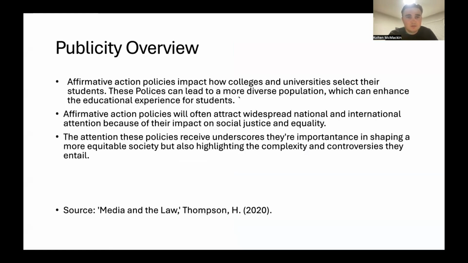The publicity overview. Affirmative action policies impact how colleges and universities select their students. These policies can lead to a more diverse population, which can enhance the educational experience for students. Affirmative action policies will often attract widespread national and international attention because of their impact on social justice and equality. The attention these policies receive underscores their importance in shaping a more equitable society, but also highlights the complexity and controversies they entail.